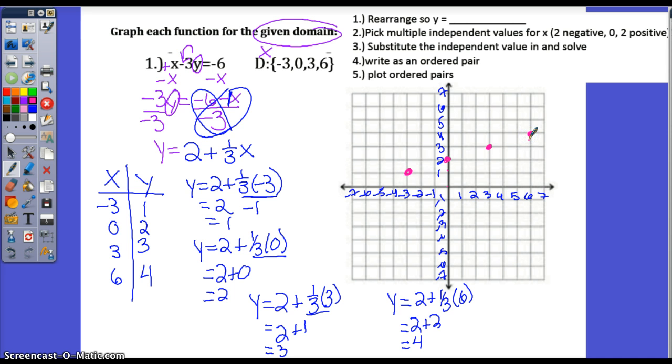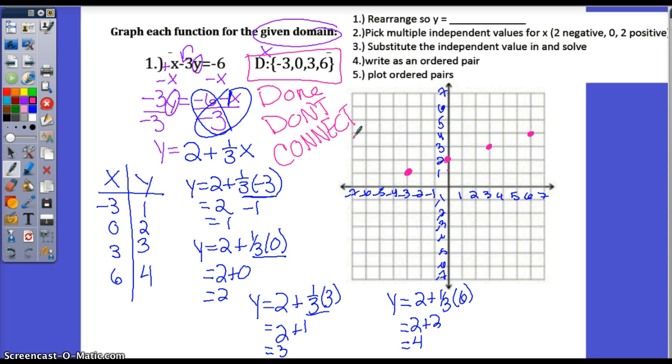Now remember, you're given a specific domain, so you do not connect the points. Done. Don't connect. This is your answer. This is your graph.